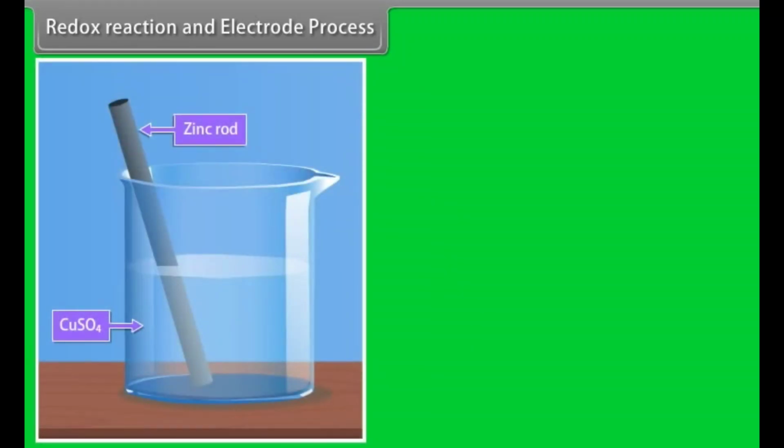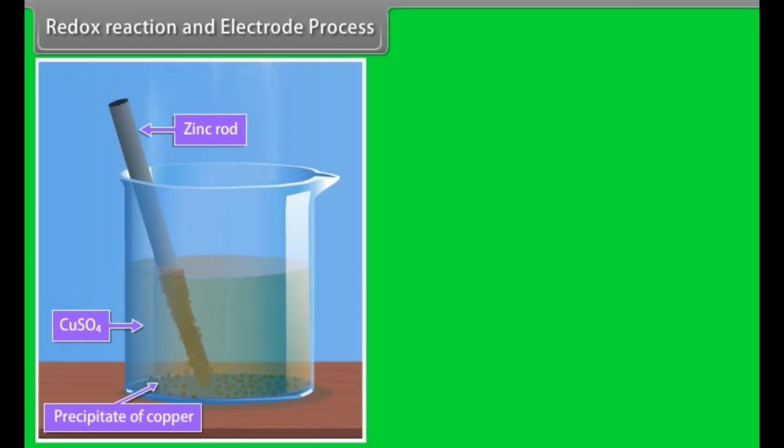For example, if a zinc rod is immersed in copper sulfate solution taken in a beaker, a spontaneous reaction takes place and the following observations are made. Zinc rod starts dissolving and loses its mass gradually. The blue color of CuSO4 solution slowly fades.